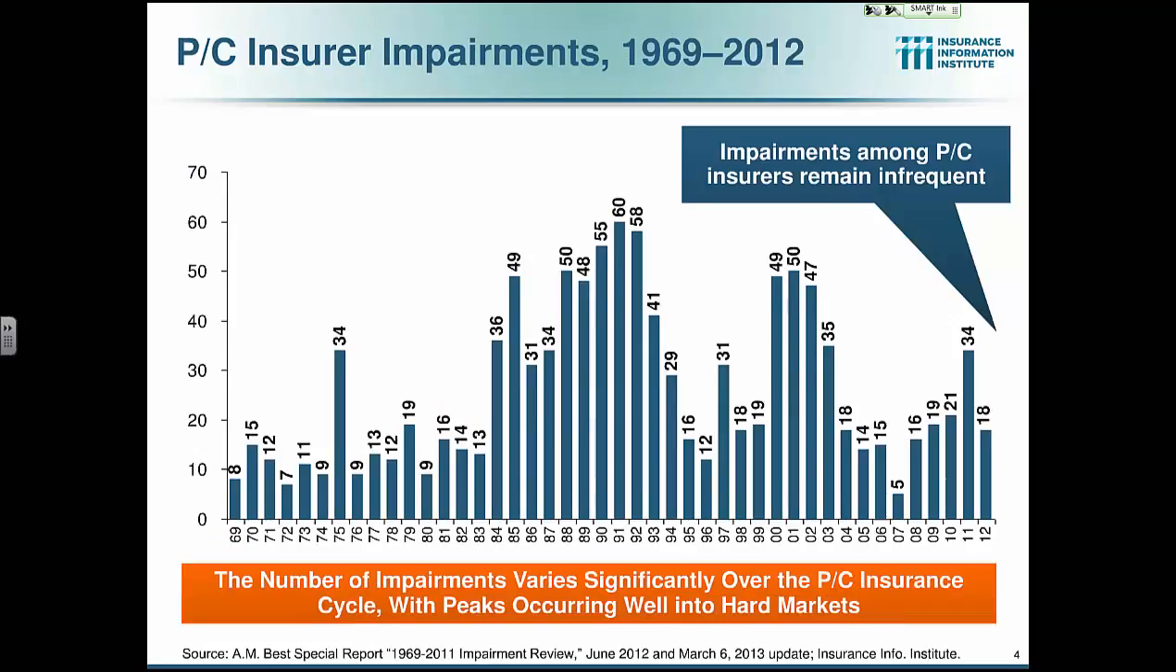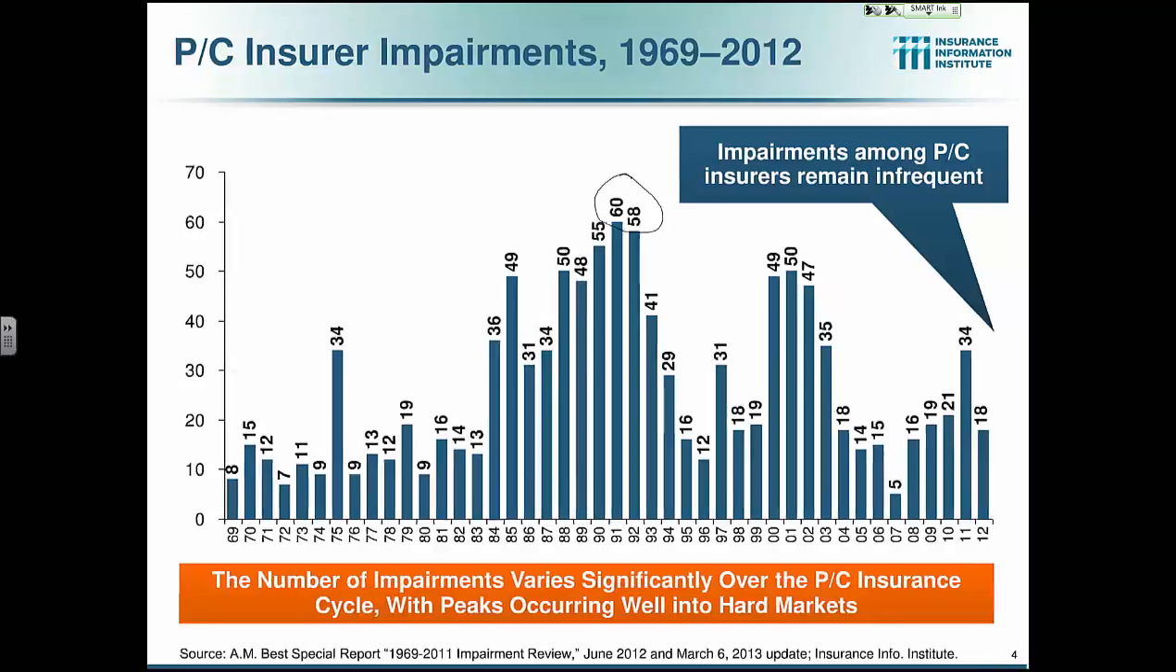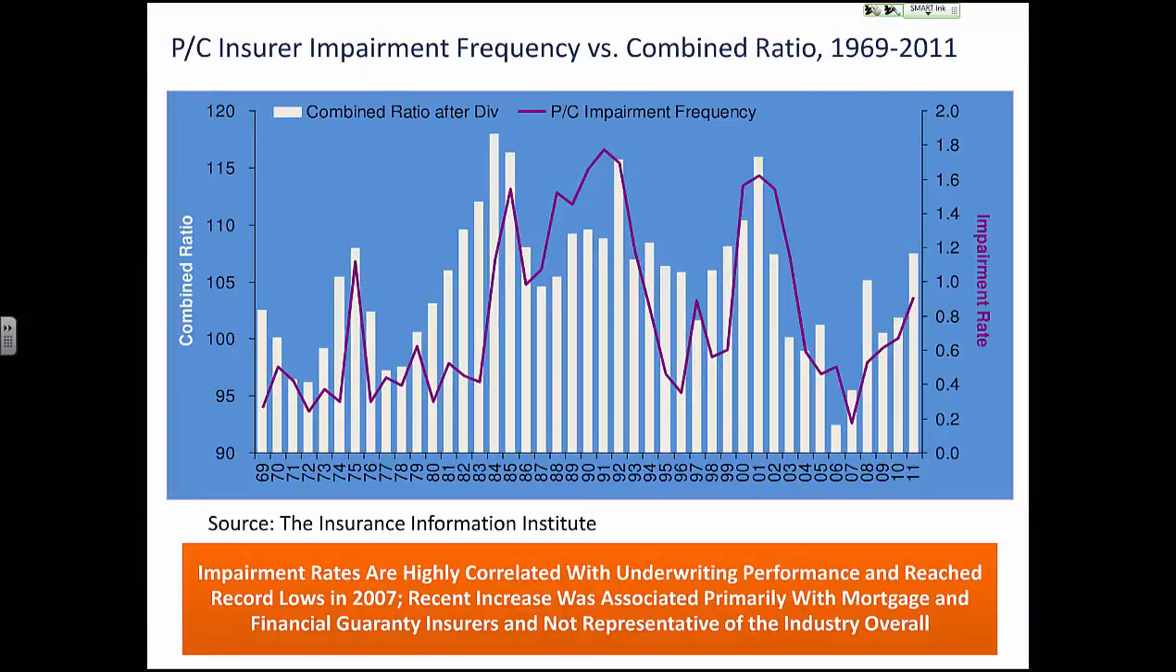And also, I want you to notice the relationship between P&C impairments and combined ratios. So first, this is just the number of property and casualty impairments. In other words, the company basically went bankrupt, or nearly went bankrupt, with the highest numbers being in the early 1990s. In this chart, you see the relationship between combined ratios and PC impairment frequency. The purple line represents the PC impairments from the previous slide, and you can see a direct relationship between the combined ratio and PC impairment. So the higher the average combined ratio in general, the higher the PC impairment.